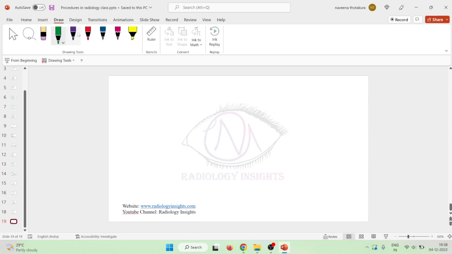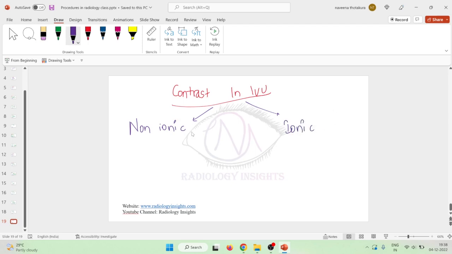So now, once we are done with risk factors, what are the contrasts used in intravenous urography? The contrasts can be divided into two types. One, we have non-ionic contrast media. Second, we have ionic contrast media. In non-ionic contrast media, we have iohexol, which is also called Omnipaque.